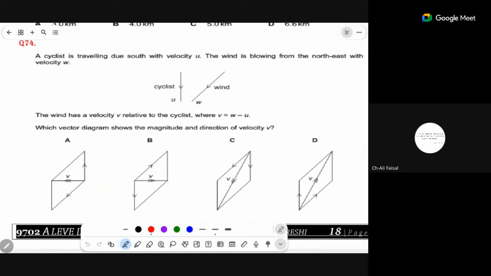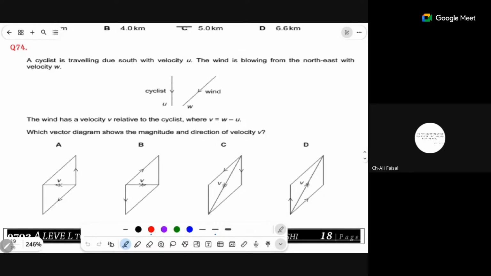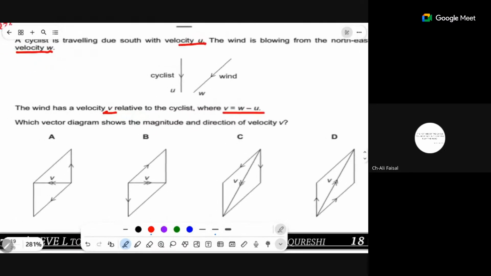A cyclist is traveling due south with a velocity of u. The wind is blowing from the northwest with the velocity w. This u is the velocity of the cyclist due south, and this is the wind w. The wind has a velocity v relative to the velocity of the cyclist, where v is w minus u. You got this? This is basically the final velocity of the cyclist. It is the difference of w and u. It means v is equal to w plus negative of u, isn't it?